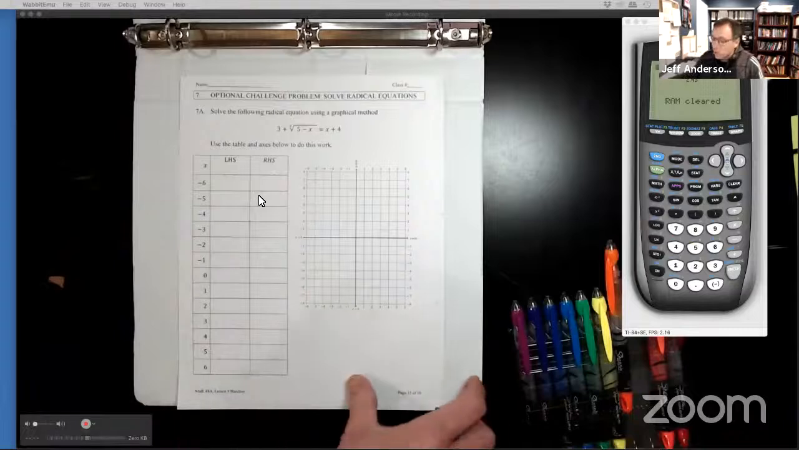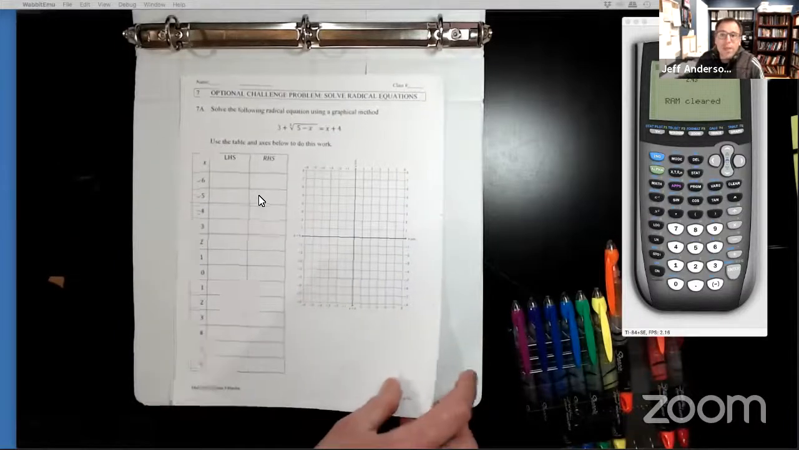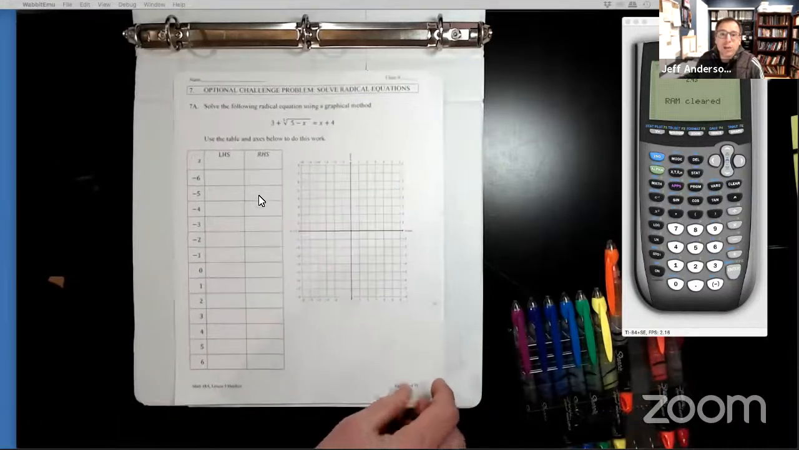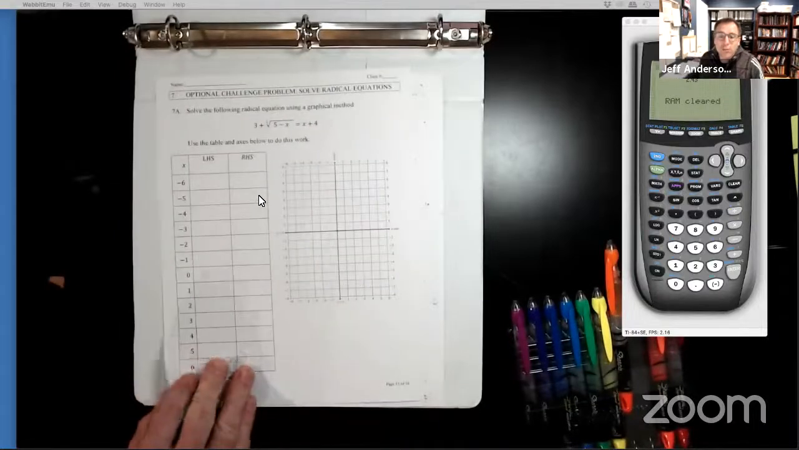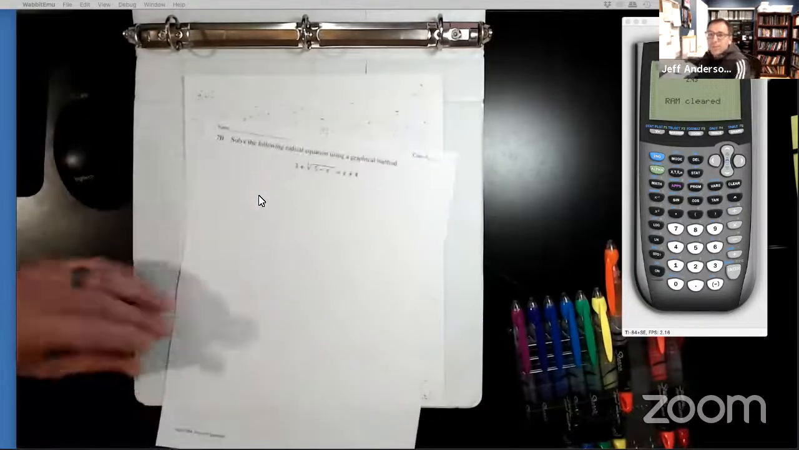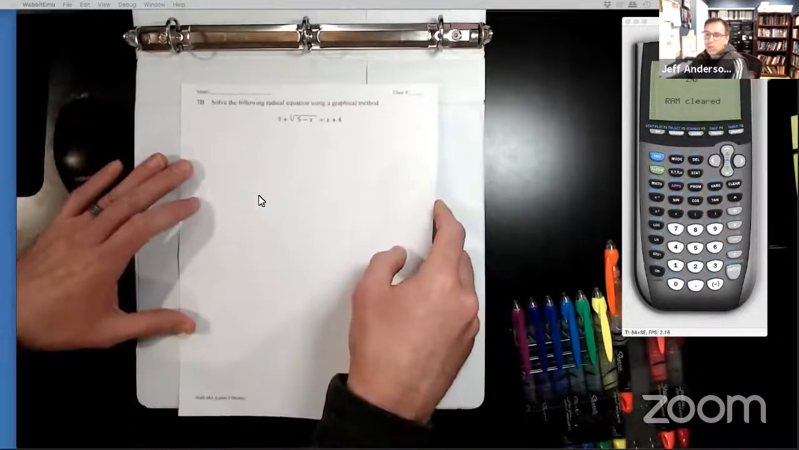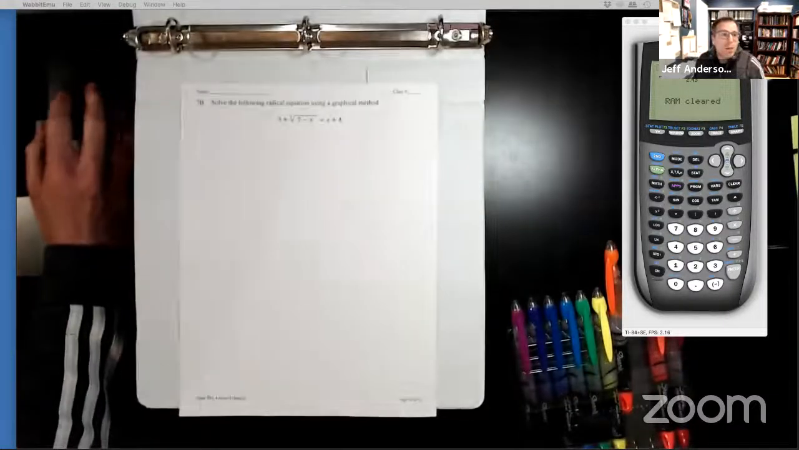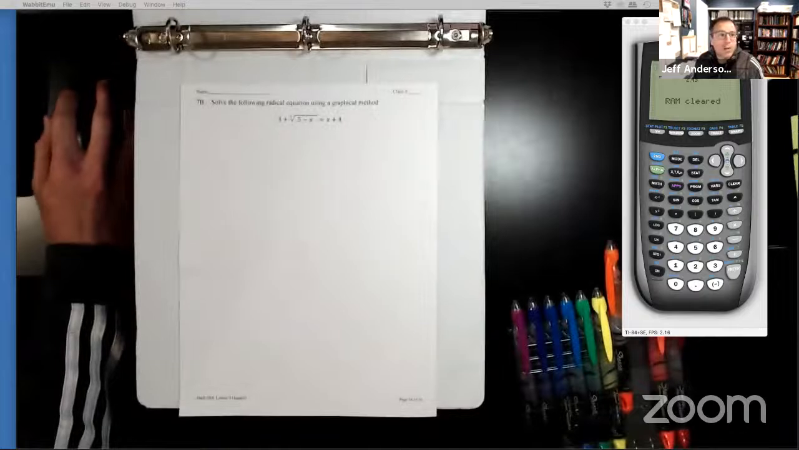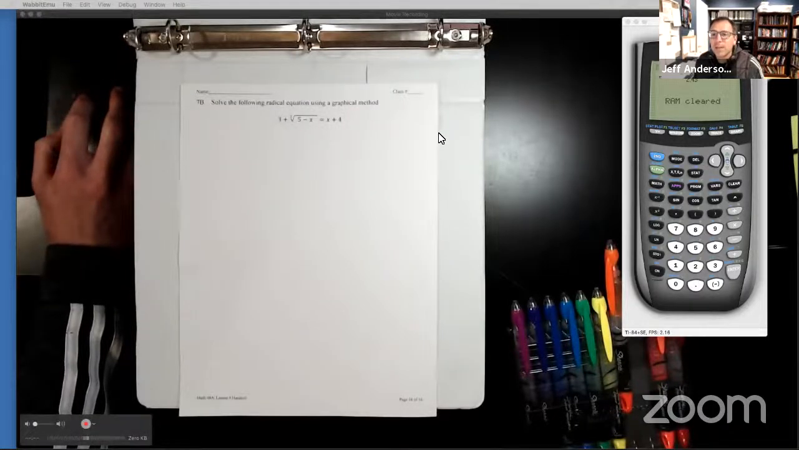What I wanted to do next is actually show you the algebraic version of this solution. So when you finish the graphical method, problem 7B suggests an algebraic technique to solve the same equation. Before we dive in here, I wanted to show you a resource that might be a little bit helpful.